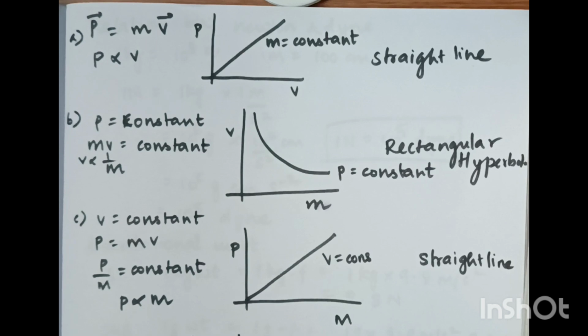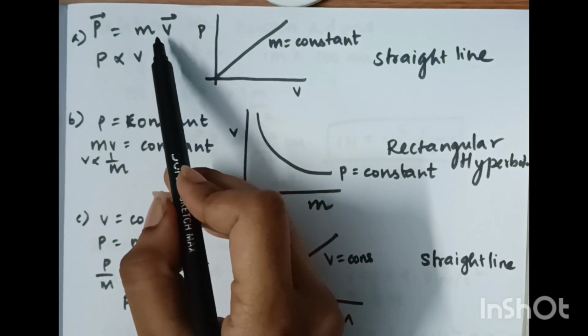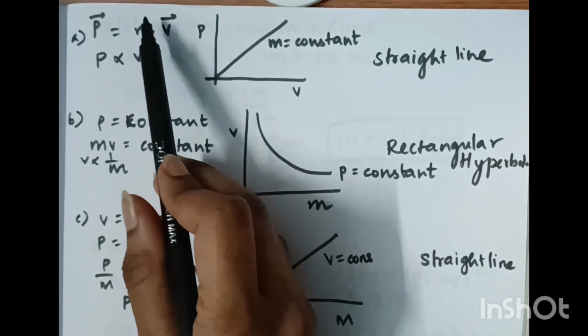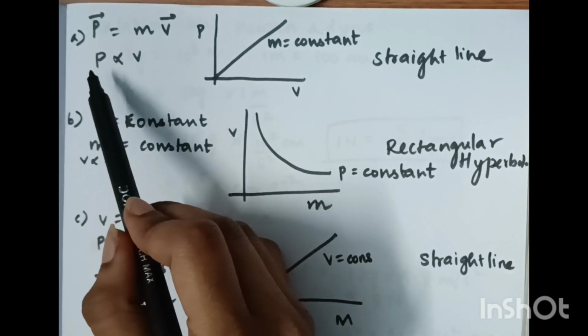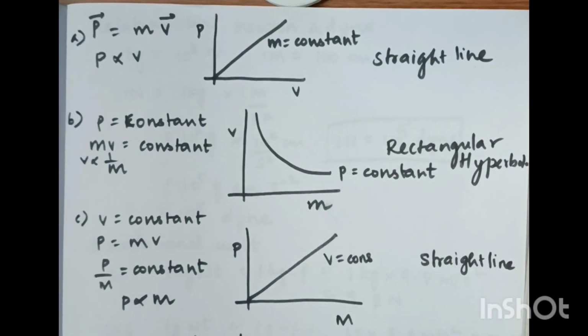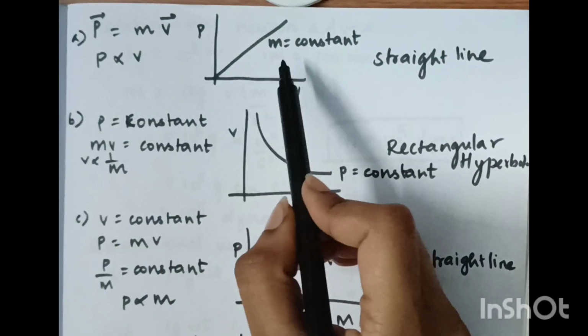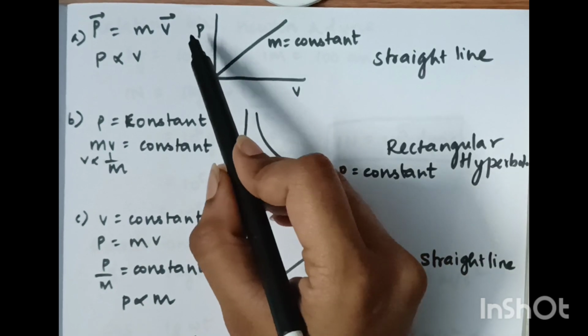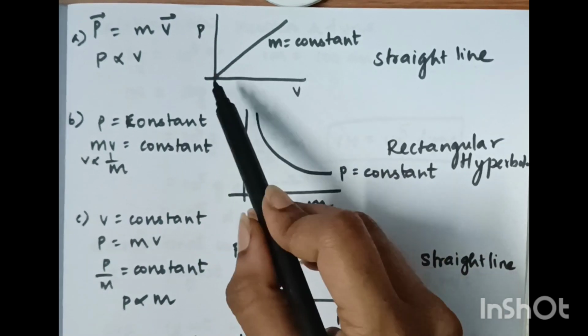Let us see some important points about momentum. We know P equals m into V. From this, if mass is constant, then we can write P is directly proportional to V. That is, it is directly proportional, meaning the graph between P and V will be a straight line.